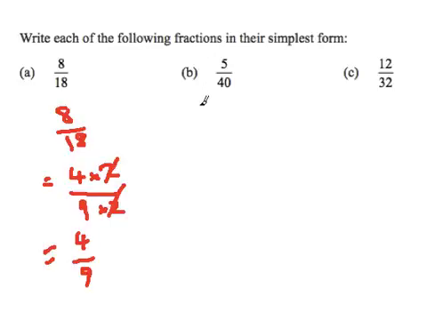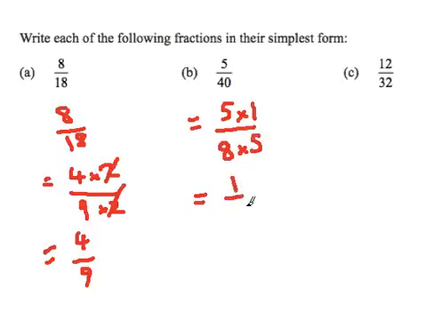For the second example, the 5 is a prime number, so I can't actually break that down into anything else. Now I could break down the 40 into 20 times 2, or I'm going to break it down into 8 times 5. The reason for that is because I can cancel the 5's. If I cancelled that, I wouldn't be left with nothing on the top, because really this is the same as saying 5 times 1. It means that if I cancel the 5's out, I'm left then with 1/8, and that can't be simplified any further.